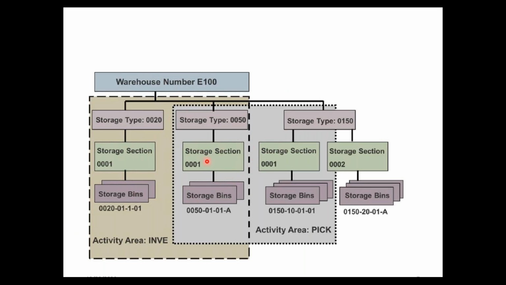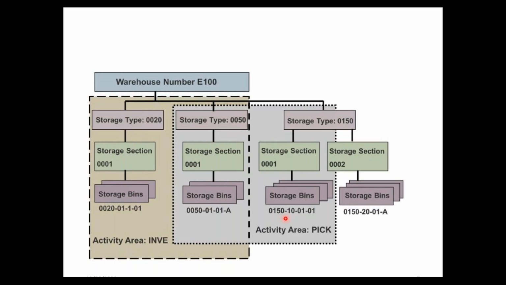Again, now this is the same example with numbers. Now we have warehouse number E100, with different storage types 0020, 0050, 0150. Within each storage type, there are storage sections, and then there are storage bins, and then there are activity areas defined here. One activity area is INVE, the other activity area is PICK. Activity area PICK consists of these two bins, 5011A and 150.10.1.1.